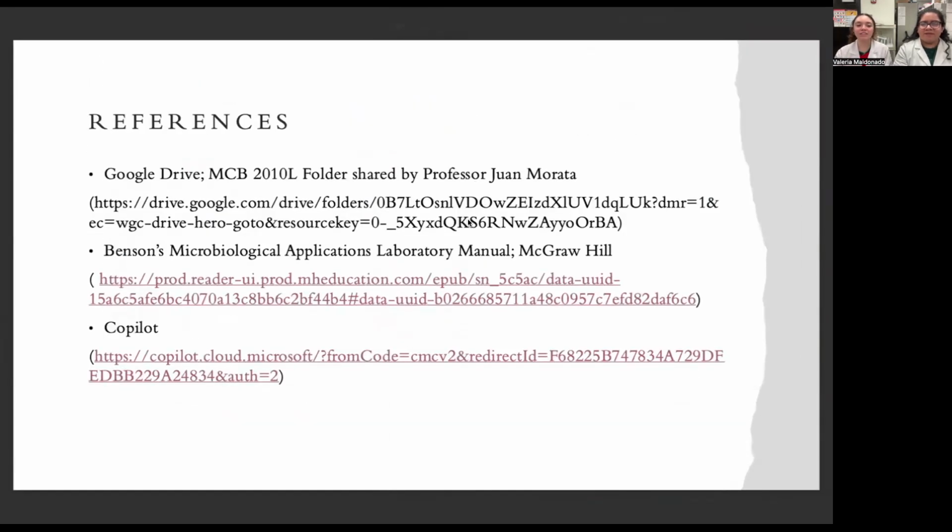These are our references. We were shared a folder on Google Drive by Professor Juan Morata. We also used the microbiology book given by school, and we used Copilot as our AI source.